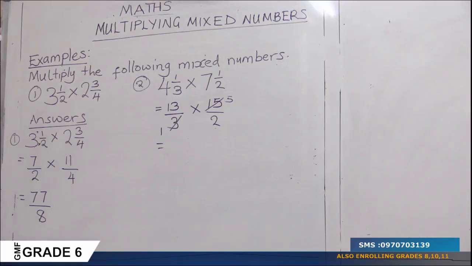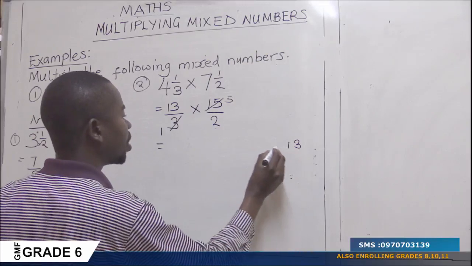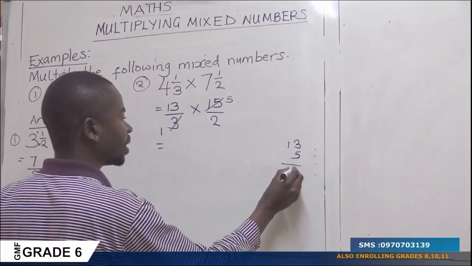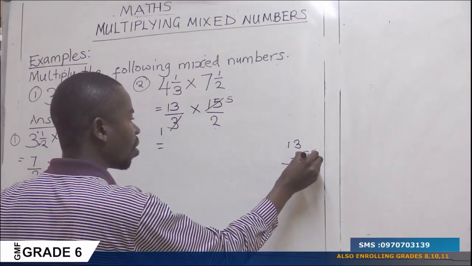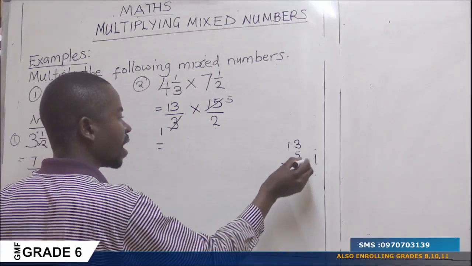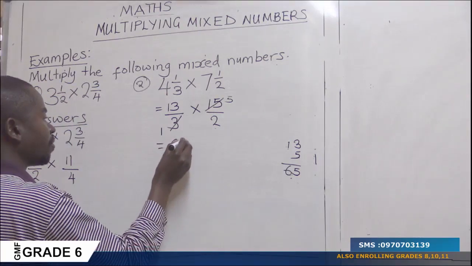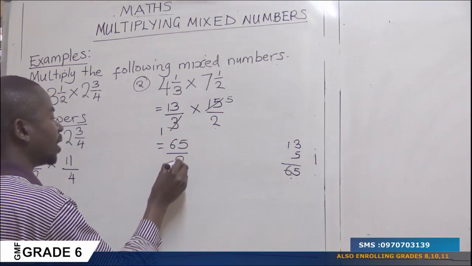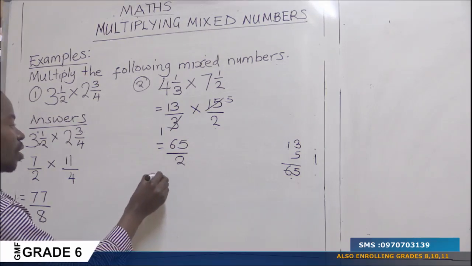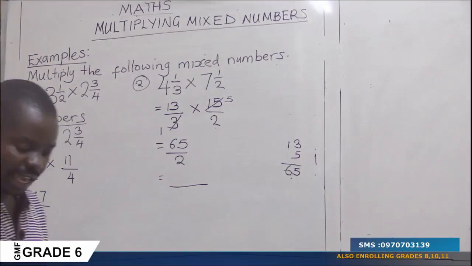What is 13 times 5, boys and girls? You can multiply together there. 5 times 3, the answer is 15, carry 1. What is 5 times 1? 5 times 1 is 5, plus 1, the answer is 6. So the answer is 65. So it's 65 over 2. What is 65 over 2, boys and girls? Again, I'll put a dash there for you to put the answer.